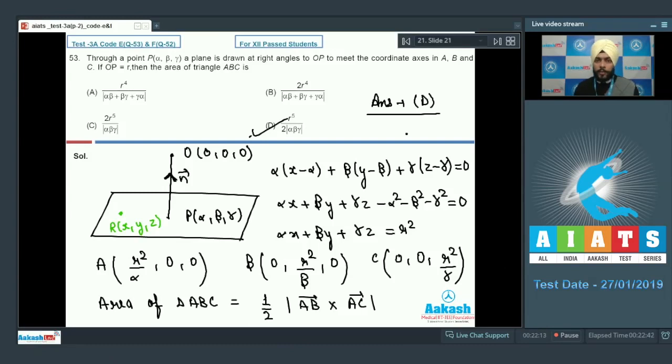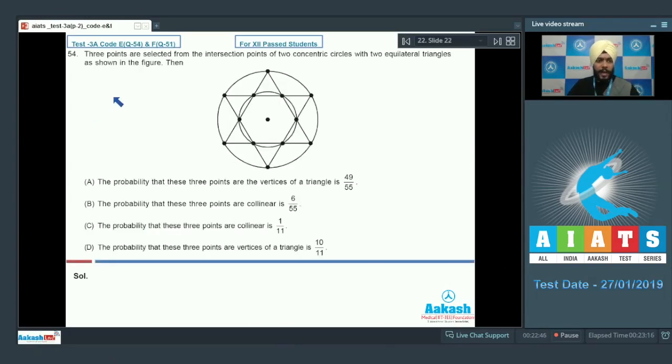Okay, let us move on to 54. Question number 54 says that 3 points are selected from the intersection points of two concentric circles with two equilateral triangles as shown in the figure. Then the probability that these 3 points are collinear. So there are two possible cases that we have to explore.